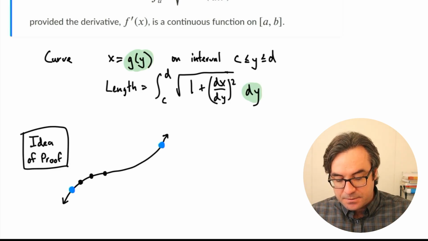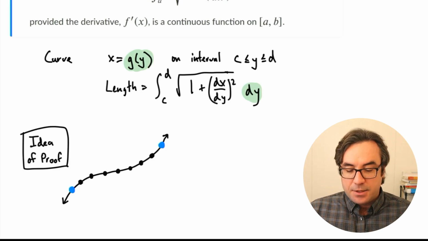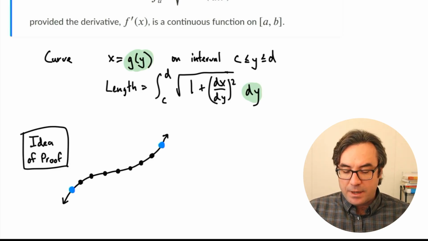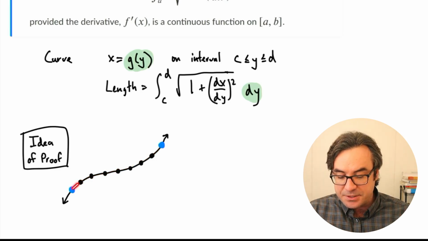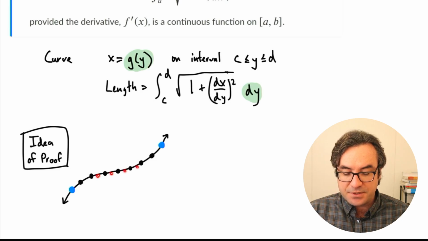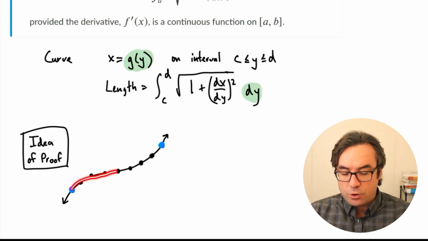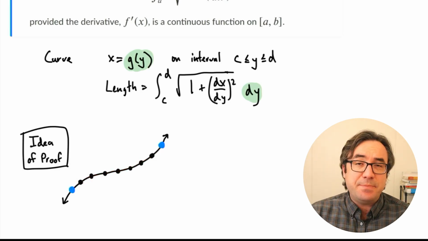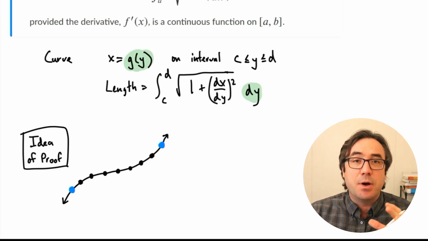So maybe something like that. I've broken that whole curve up into how many little pieces? We got 1 piece, 2, 3, 4, 5, 6, 7, 8. So 8 pieces here. So I've taken that whole curve and I've broken it up into 8 pieces. Now the idea is we're going to use smaller and smaller pieces, but more of them.